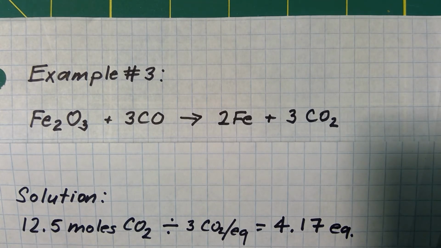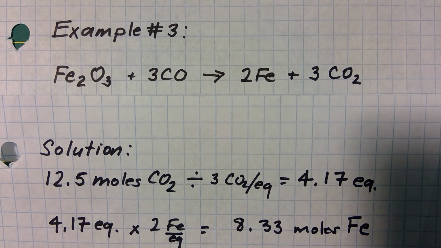Okay, solution time. 12.5 moles of CO2. Since we're already starting with moles, on your plan this would be moles A. You divide by the coefficient in front of CO2, which is 3, and you'd end up with 4.17 equivalents.